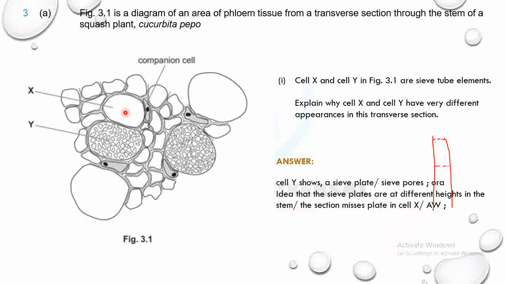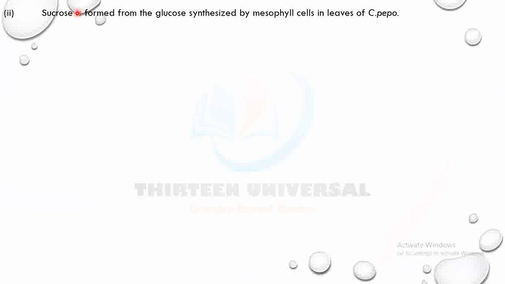Sucrose is formed from the glucose synthesized by mesophyll cells in leaves of C. pepo. Explain how companion cells are involved in the transport of sucrose into the phloem sieve tube. So pause the video and try it. Companion cells help in the loading of sucrose. That's what they do. They load sucrose.